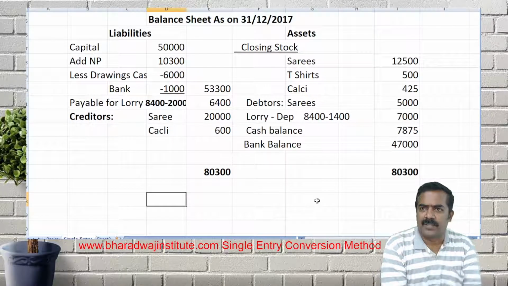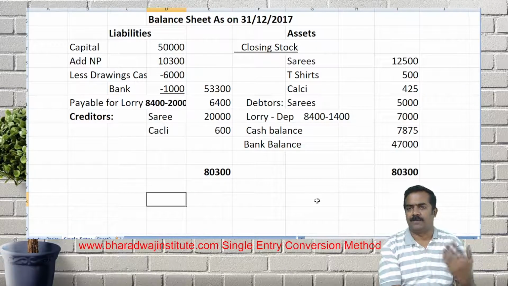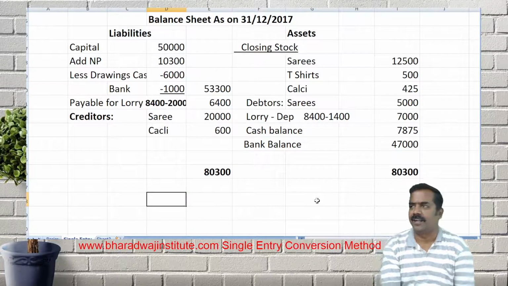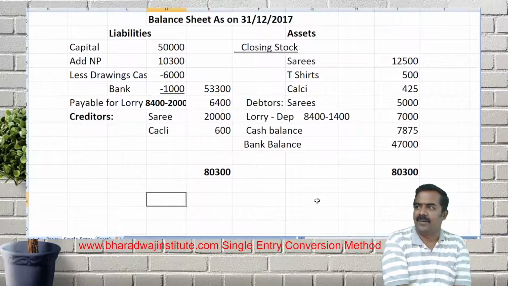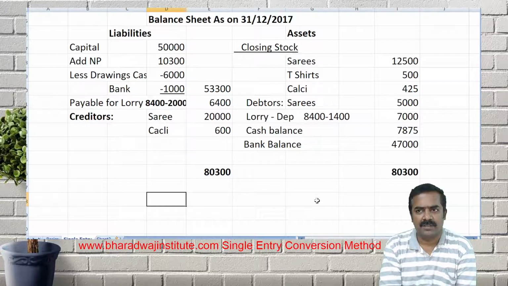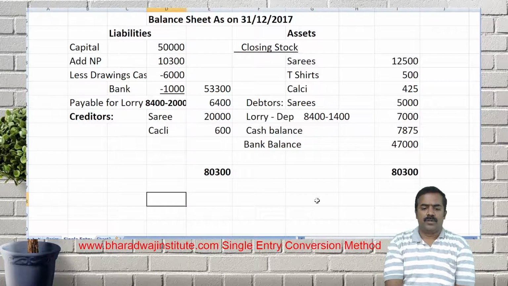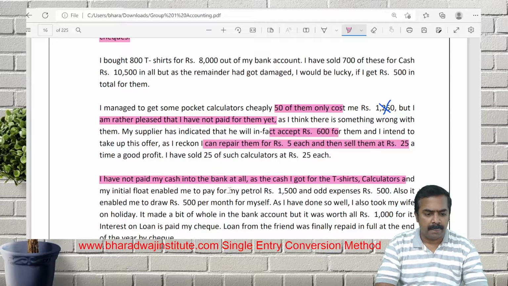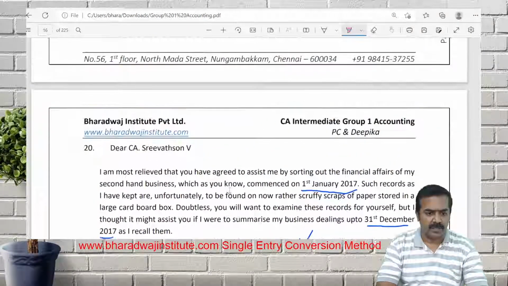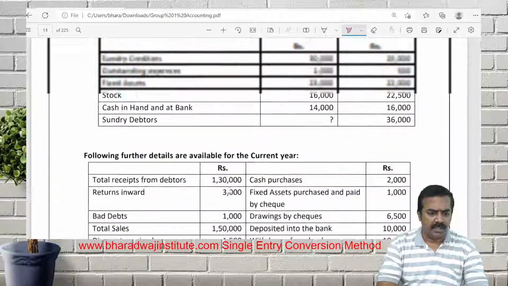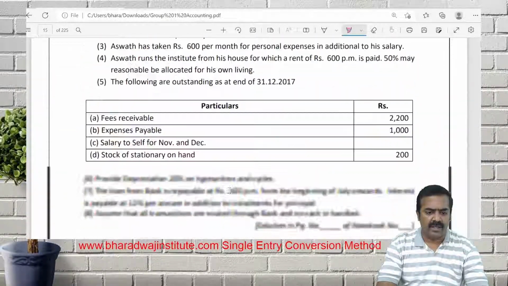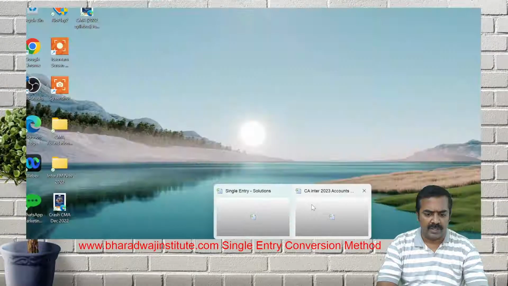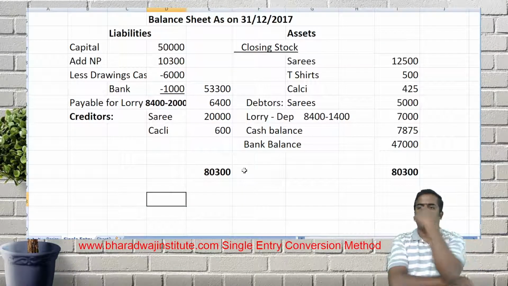It is not a difficult question. It is a question framed like a letter format where we work out the detailed information and prepare one trading P&L account and a balance sheet. So this is question number 20. Which questions are you going to try at home? Try 18 and 19 at home. Tomorrow we'll discuss that and proceed to the next question.